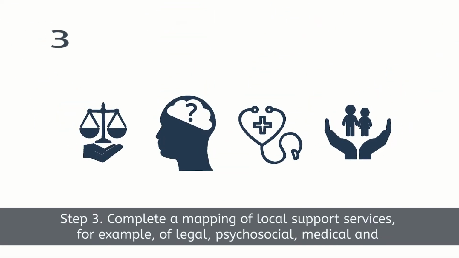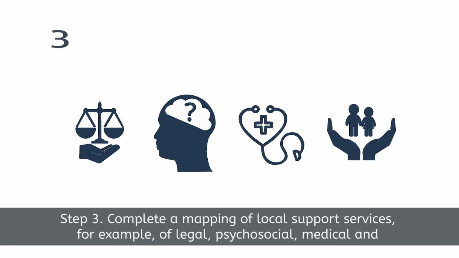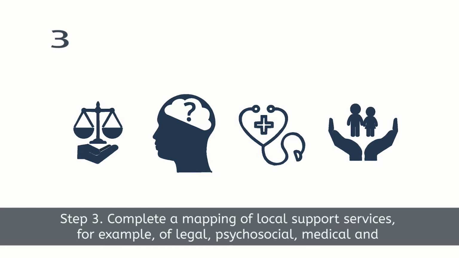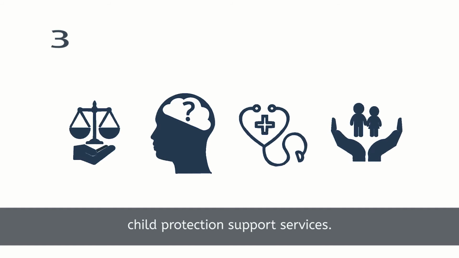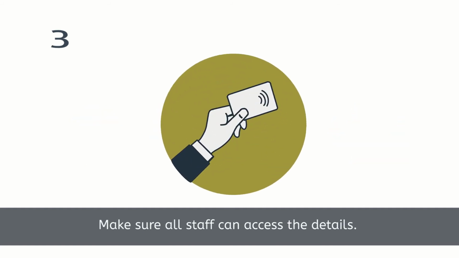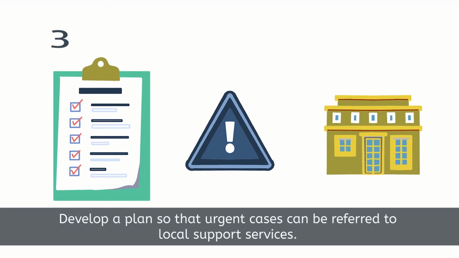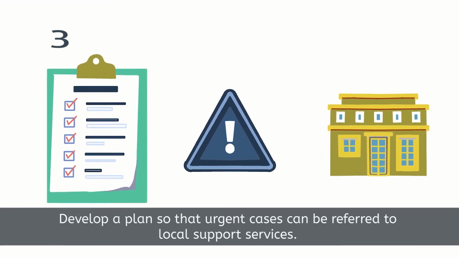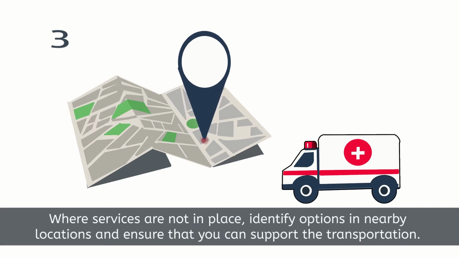Step 3. Complete a mapping of local support services. For example, of legal, psychosocial, medical, and child protection support services. Make sure all staff can access the details. Develop a plan so that urgent cases can be referred to local support services. Where services are not in place, identify options in nearby locations and ensure that you can support the transportation.